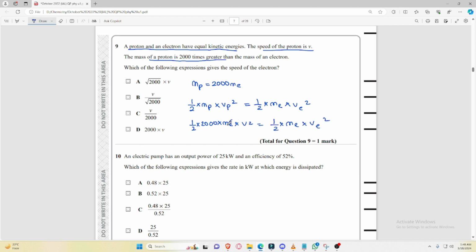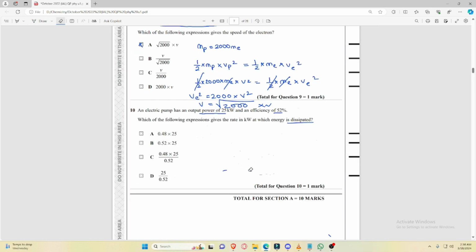So now I know that me I can cut, half I can cut. So velocity of electron square will be 2000 times v square, where v is the velocity of proton. So velocity will be root over 2000 into v. That is my final answer, A.